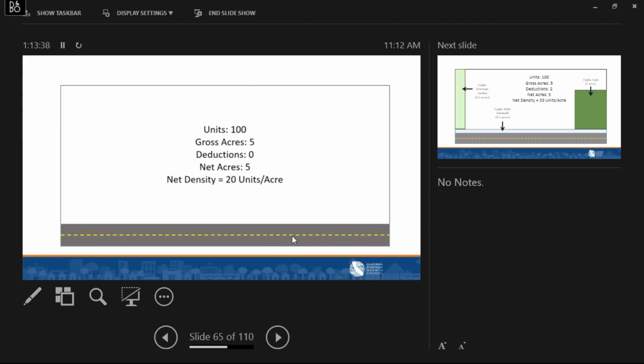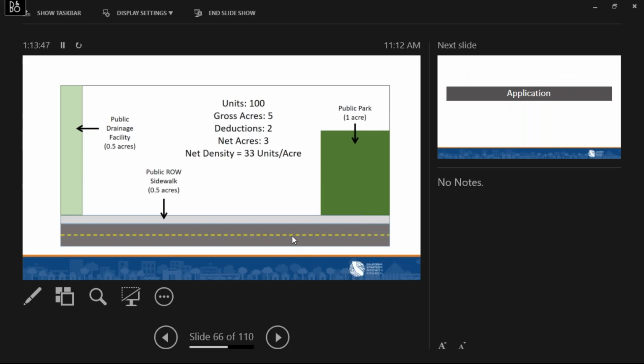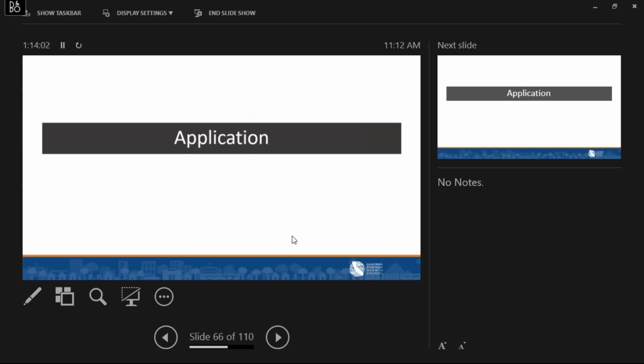So an example of a project, it's 100 units, it's a 20-acre or a 5-acre site for an initial density of 20 units per acre. But then we take into account different deductible areas, the public right-of-way, the sidewalk, public drainage, a public park. The net site now is 3 acres, increasing density from 28 units per acre to 33 units per acre.